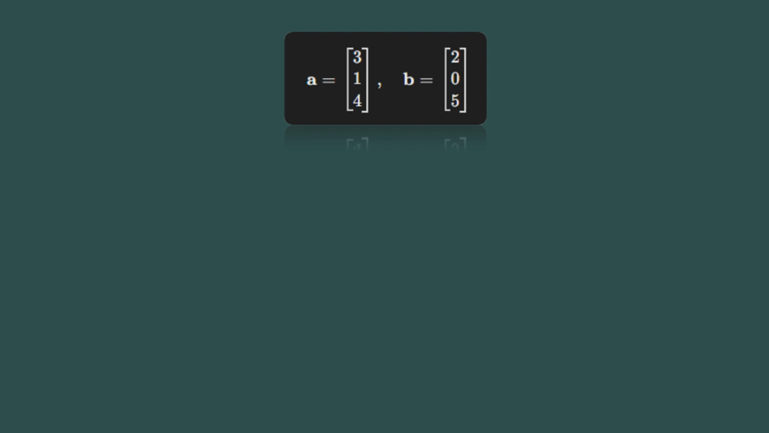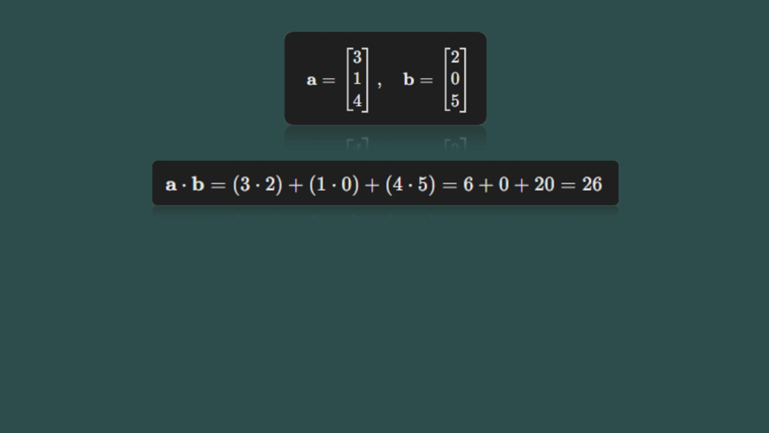Imagine we have two vectors. The first vector is 3, 1, and 4. The second vector is 2, 0, and 5. To compute the dot product, we multiply the first components of each vector, 3 times 2, which gives 6. Next, we multiply the second components, 1 times 0, which gives 0. Finally, we multiply the third components, 4 times 5, which gives 20. Adding these together, 6 plus 0 plus 20, we get 26 as the dot product.